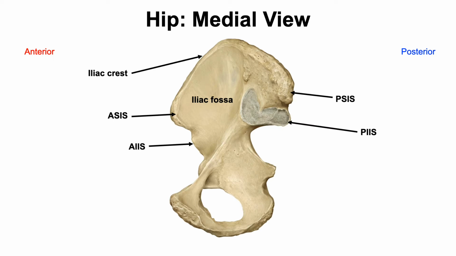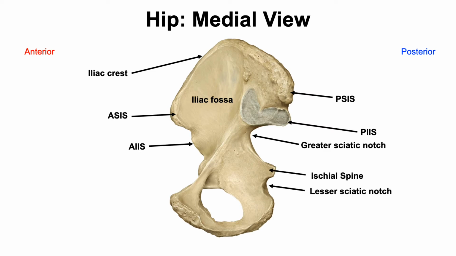Moving posteriorly, we have a posterior superior iliac spine. This is not what creates the superior kind of end of the greater sciatic notch. That would be your posterior inferior iliac spine, where on the anterior side, the ASIS is a little more evident than the AIIS. On the posterior side, it's just the opposite. The PIIS is more apparent than the PSIS, and that's mostly because of that greater sciatic notch right below it.